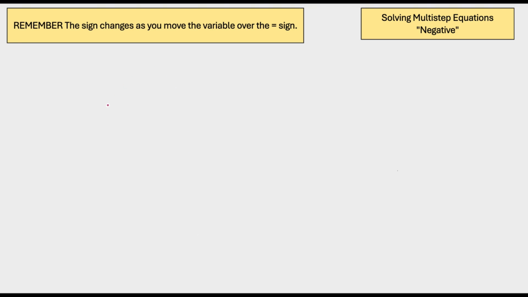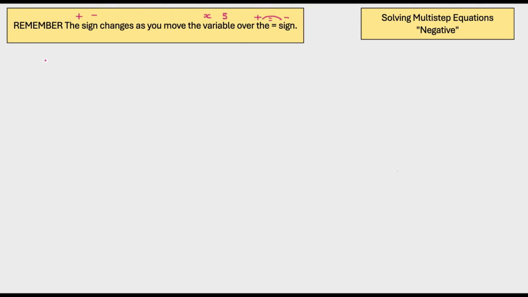So all you need to remember is the sign, our plus or minus, changes as you move the variable, which is an x, a letter, should I say, could be an x, or a number, over the equal sign. So it goes up over. So if it's a plus on this side of the equation, and you take it over the equal sign, it becomes a negative. Okay?